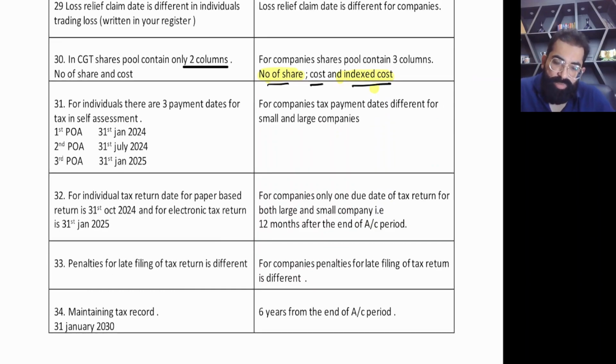Okay. Then for individuals, there are 3 tax payments. Hope you remember self-assessment for individuals.